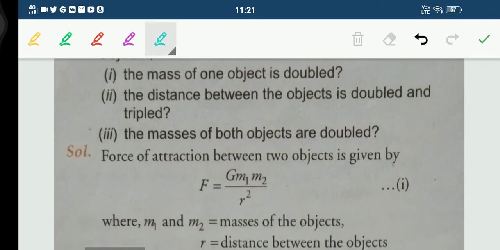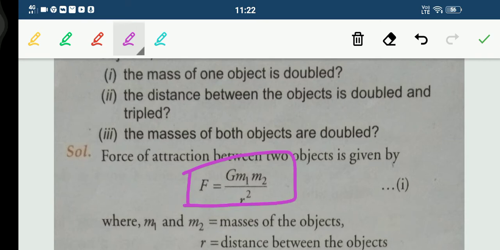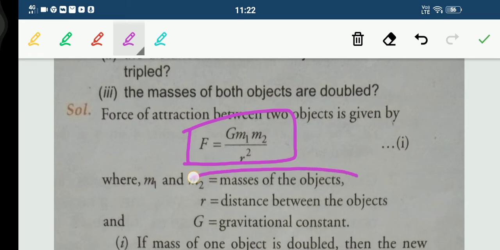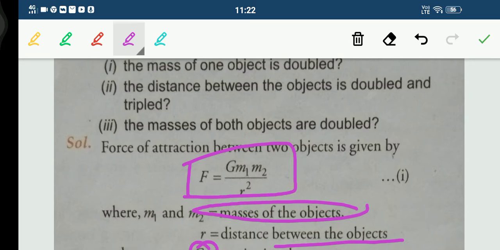So we all know, according to Newton's law of gravitation, the force of attraction between two objects is given as F equals G m1 m2 upon r square, where m1 and m2 represent the masses of the objects. Fine students. r is the distance between the objects and G is the gravitational constant, whose value is 6.673 into 10 raised to power minus 11 Newton meter square per kg square.